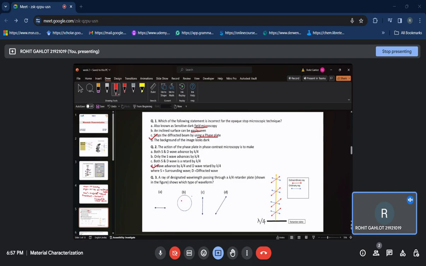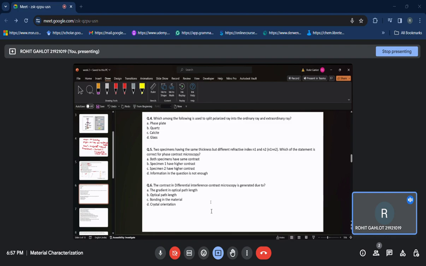Now the third problem is taken directly from the recordings. Also you can see Professor Sankaran taught this in the class. So a ray of designated wavelength passing through a lambda by 4 retarded plate shows which type of waveform? Anyone? So for the lambda by 4 this will be the circular one. Okay.